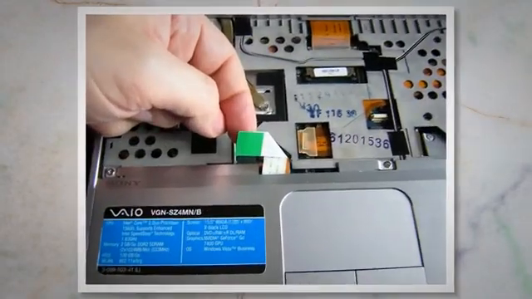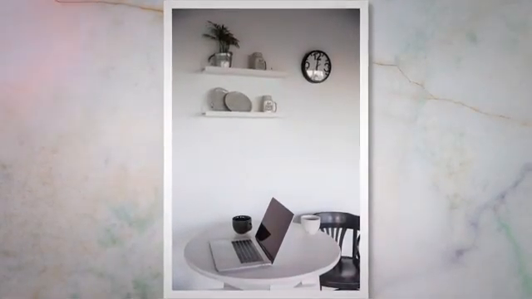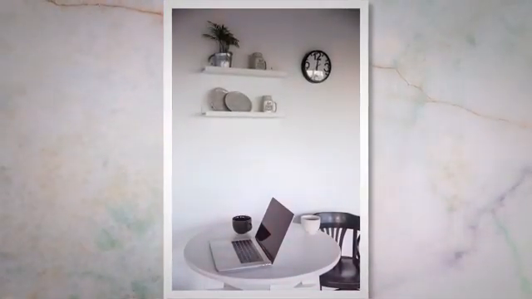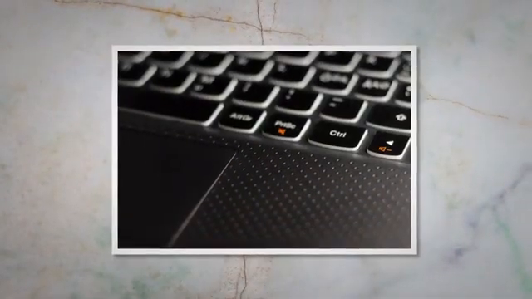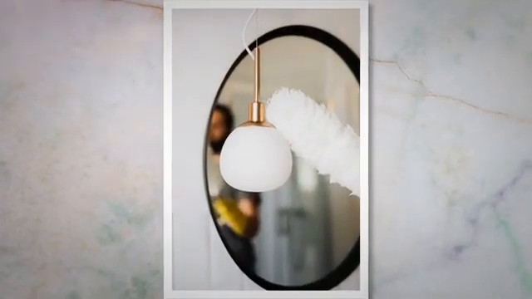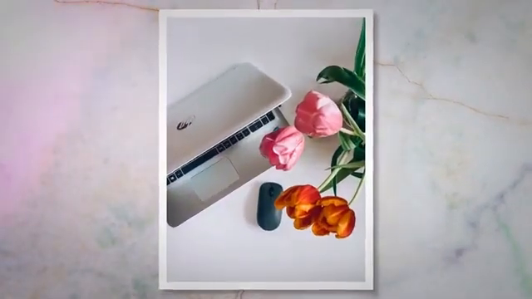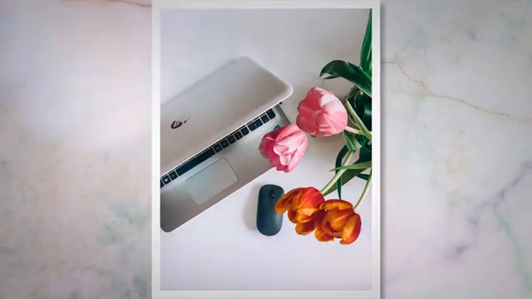Physical care and maintenance of your touchpad is equally important in preventing problems. Avoid eating or drinking near your laptop to prevent crumbs or liquids from getting into the touchpad area. Keep your touchpad and the area around it clean and dust-free. Lightly wiping the touchpad with a microfiber cloth can help remove any dust or smudges that may interfere with its sensitivity. If you often find yourself experiencing problems with the touchpad, consider using an external mouse.